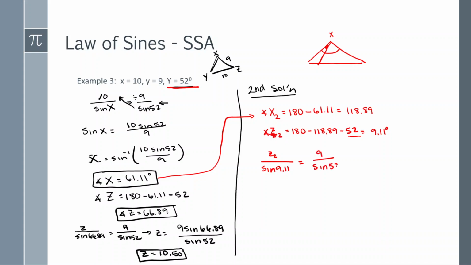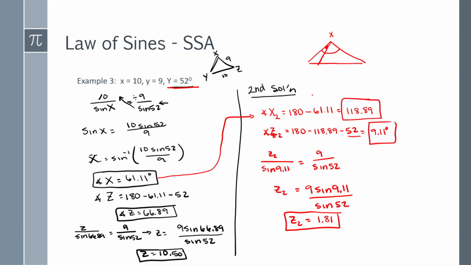Still using the 9 and the sine of 52 because that was given. It doesn't change. So little z, option 2, is 9 times the sine of 9.11 divided by the sine of 52. Plugging that in my calculator, I get little z is 1.81. And so now we have found all three missing parts for our second solution.